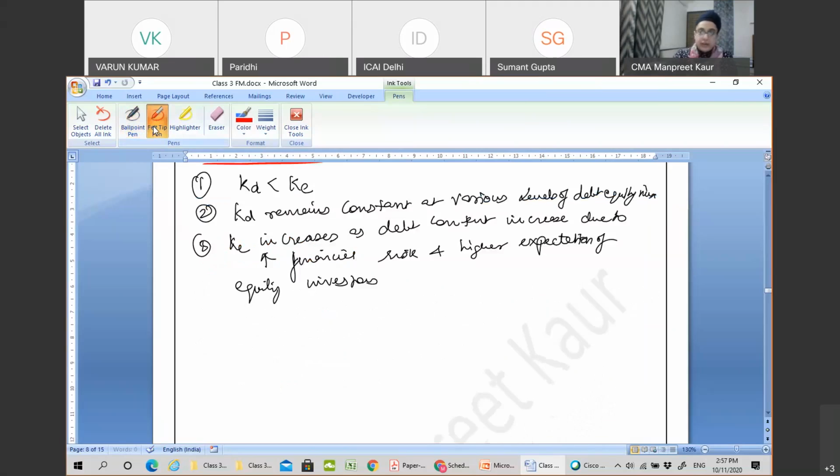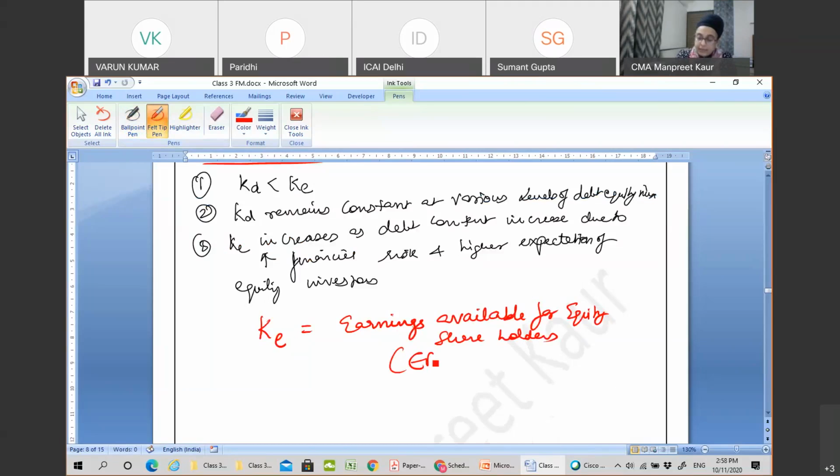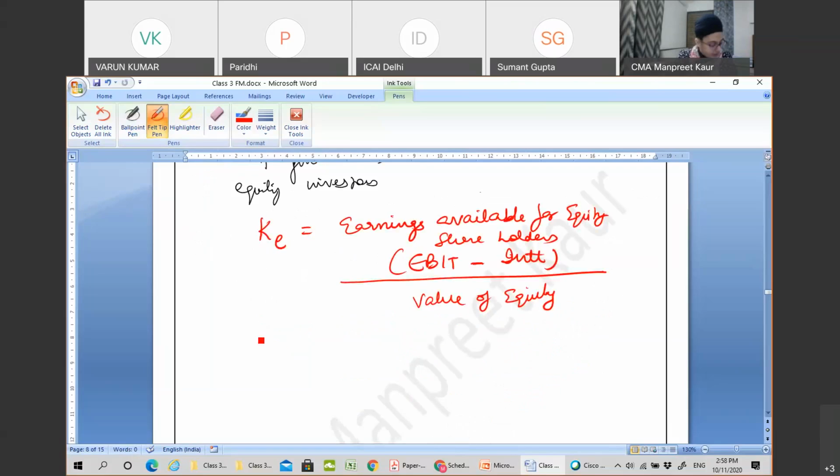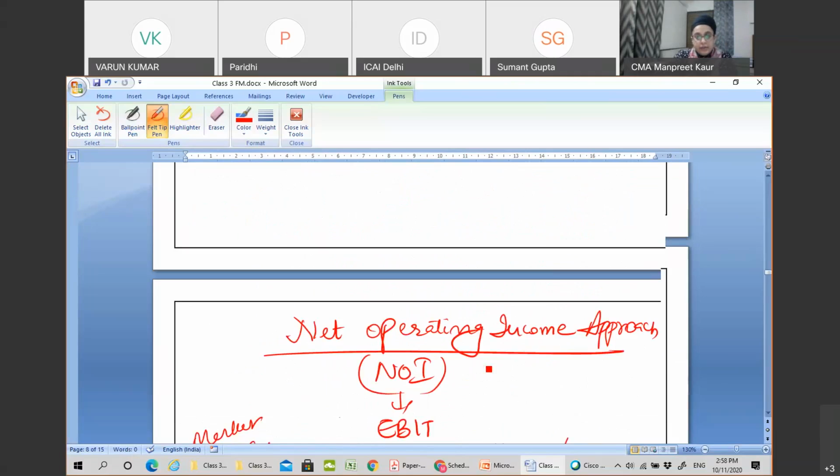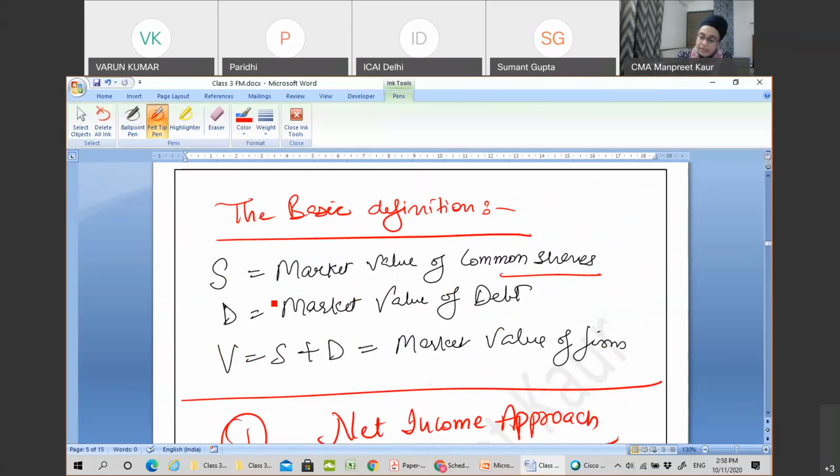So the formula of the NI approach is, according to the NI approach, KE is equal to earnings available for equity shareholders, as EBIT, we have already discussed, minus interest, divided by value of equity, or we can say KO is equal to KE S upon V plus KD D upon V. We will write what is S, what is V. V is the market value of the firm, D is the market value of debt, S is the market value of shares.